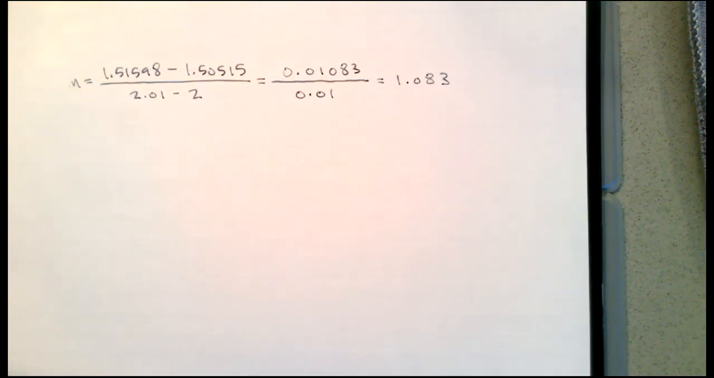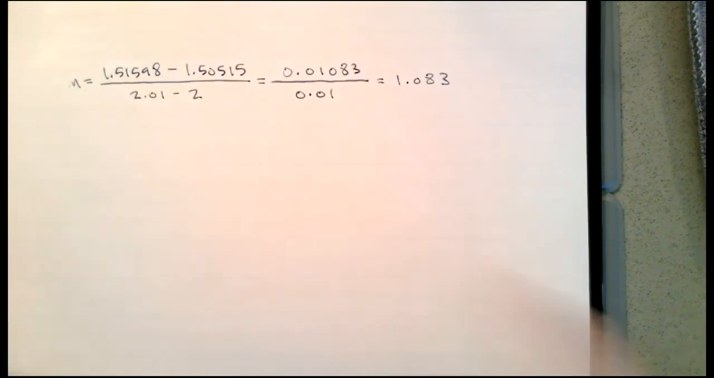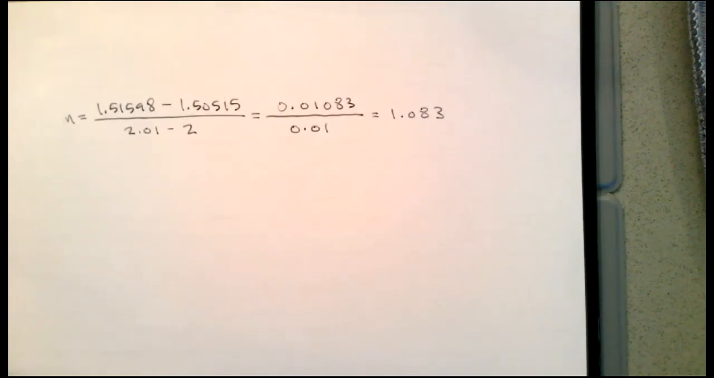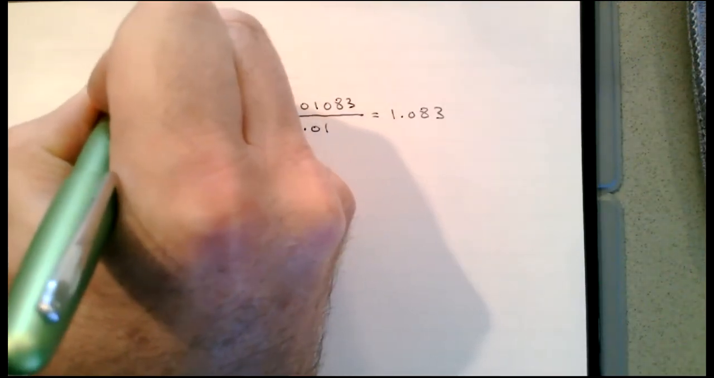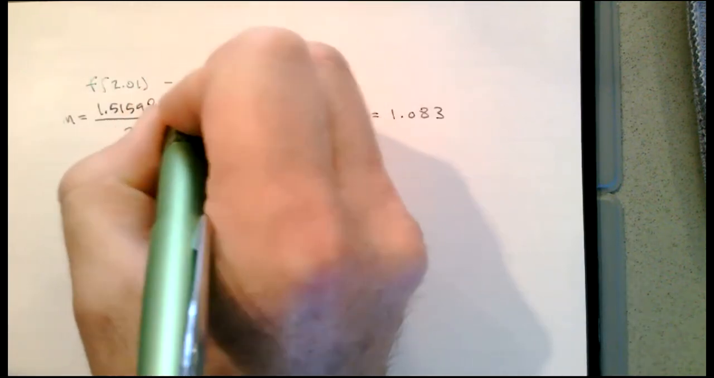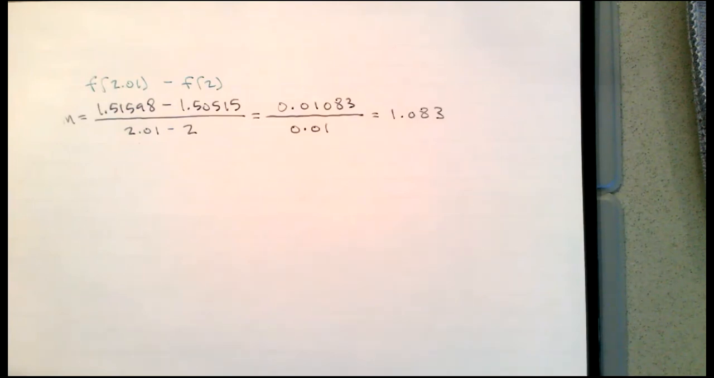Professor, could you talk briefly on how you got the more specific numbers like 1.51598? I just evaluated the function. 1.51598 is just the function evaluated at 2.01. This is f evaluated at 2.01 minus f evaluated at 2. I just didn't round it as much this time. Makes sense. Thank you.